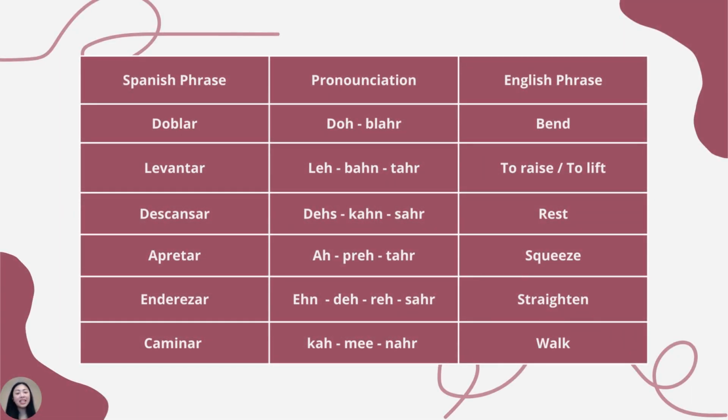And now we're going to get into some action words in Spanish. The first word is doblar, which means bend, levantar, which means to rise or to lift, descansar, which means rest, apretar, which means squeeze, and enderezar, which means straighten, and caminar, which means walk.